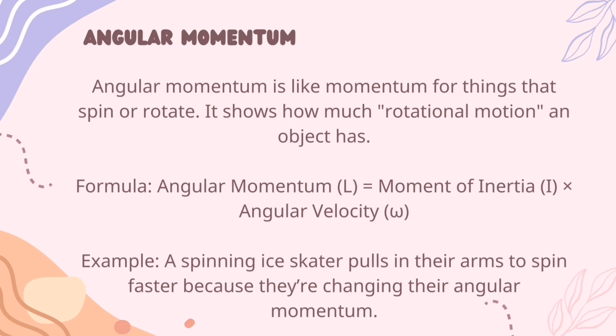Angular momentum. Angular momentum is like momentum for things that spin or rotate. It shows how much rotational motion an object has. The formula of angular momentum is moment of inertia times angular velocity. For example, a spinning ice skater pulls in their arms to spin faster because they're changing their moment of inertia.